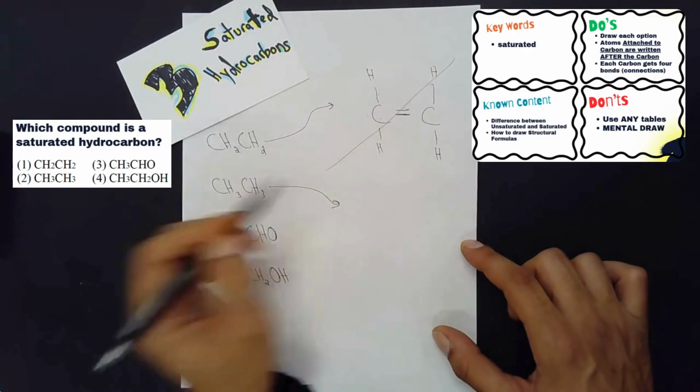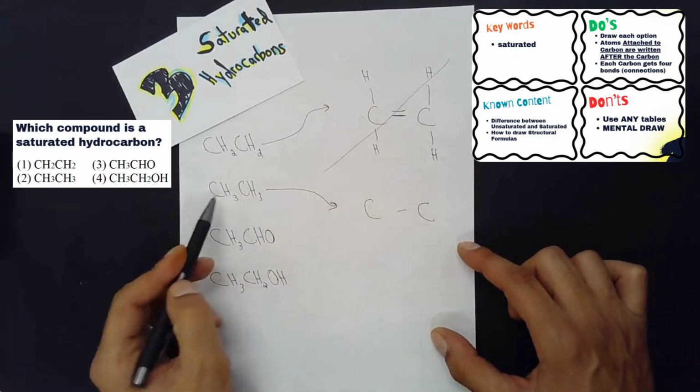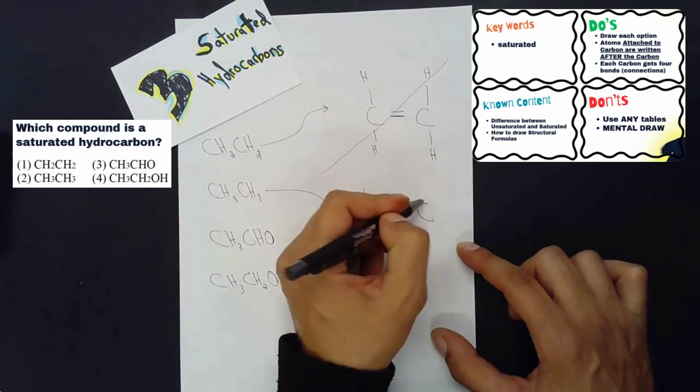Next one. We have 2 carbons again. On each carbon, there are 3 hydrogens.